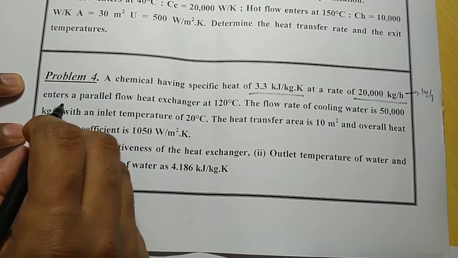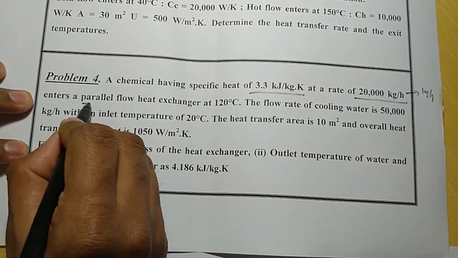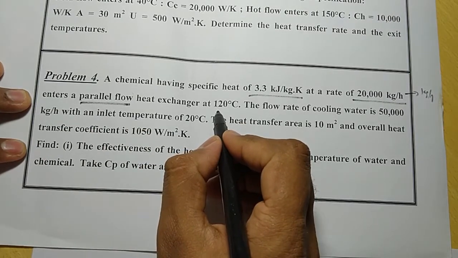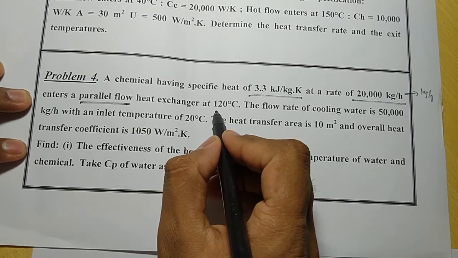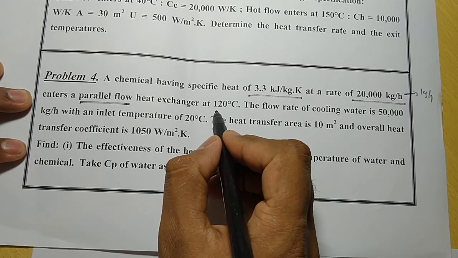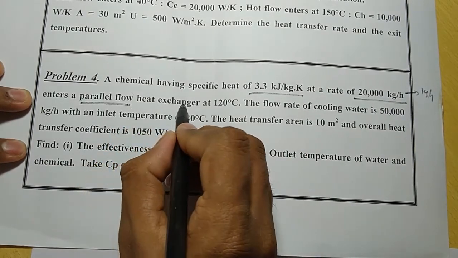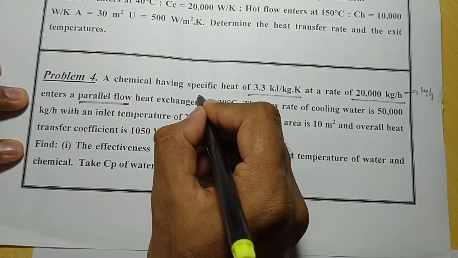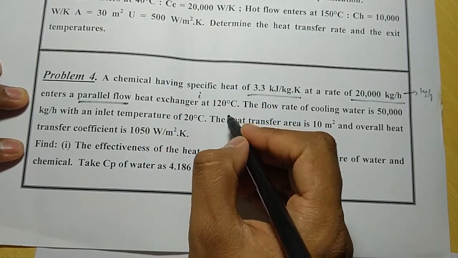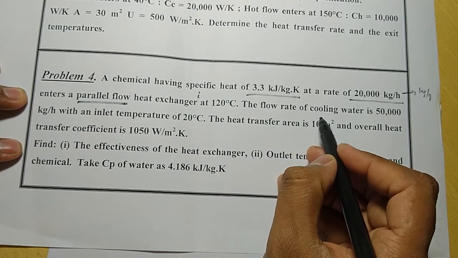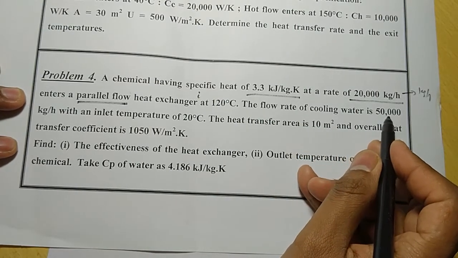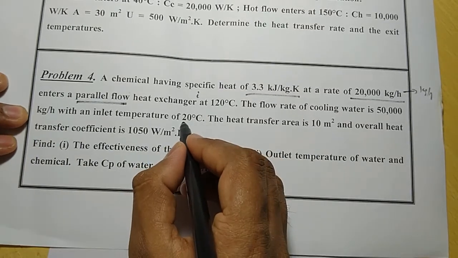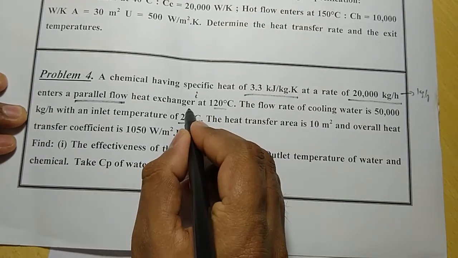It enters a parallel flow heat exchanger, it is clearly given that the type of heat exchanger is parallel flow, at 120 degrees centigrade. Still we don't know which one is the hot fluid and which is the cold fluid. This is the entering temperature, 120 degrees centigrade. The flow rate of cooling water is 50,000 kg per hour at an inlet temperature of 20 degrees centigrade. This is also an inlet.